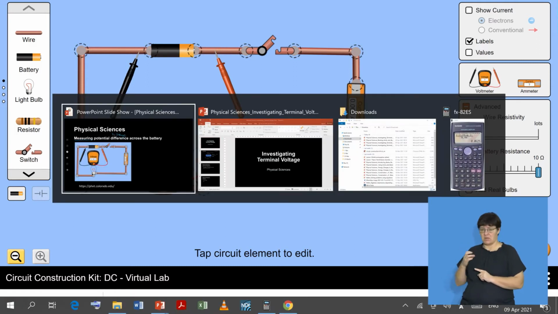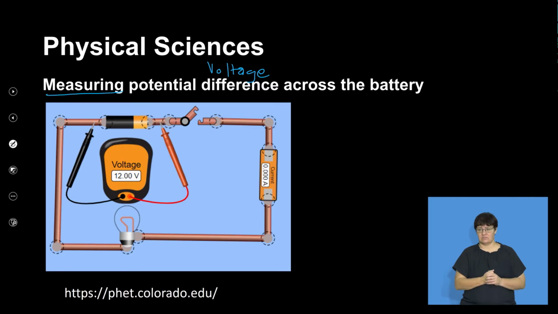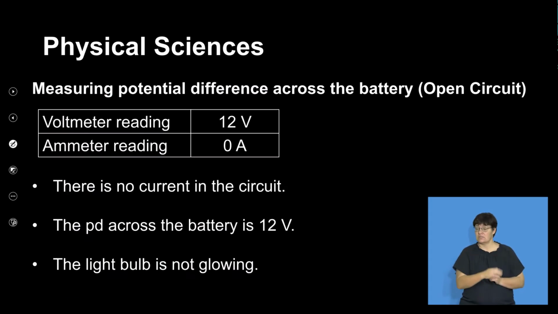So if we can go back to our slides, we are saying, okay, as far as measuring the potential difference or the voltage, the voltmeter reading is 12 volts. Okay, we obtained that. And then the ammeter reading is 0 amperes. There is no current in the circuit. We want to appreciate that. And then we're also saying that the potential difference across the battery is 12 volts, which is the source, and the light bulb is not glowing.